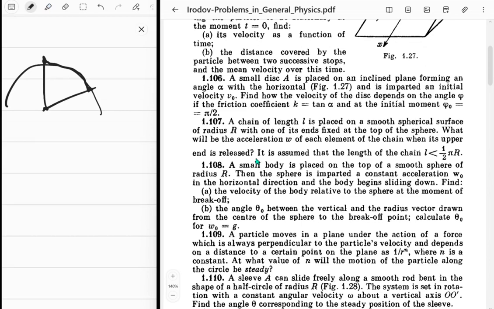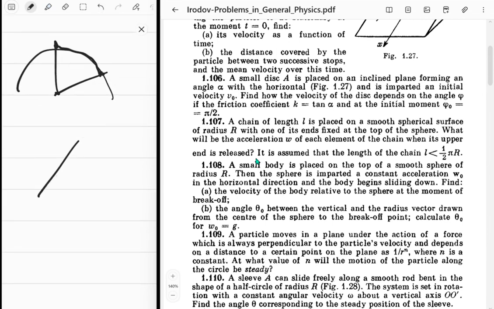Yeah, how do I figure that out? Take each element. So got this element right there, which makes angle theta with it. This angle should be theta. Yes. How do you figure out torque?